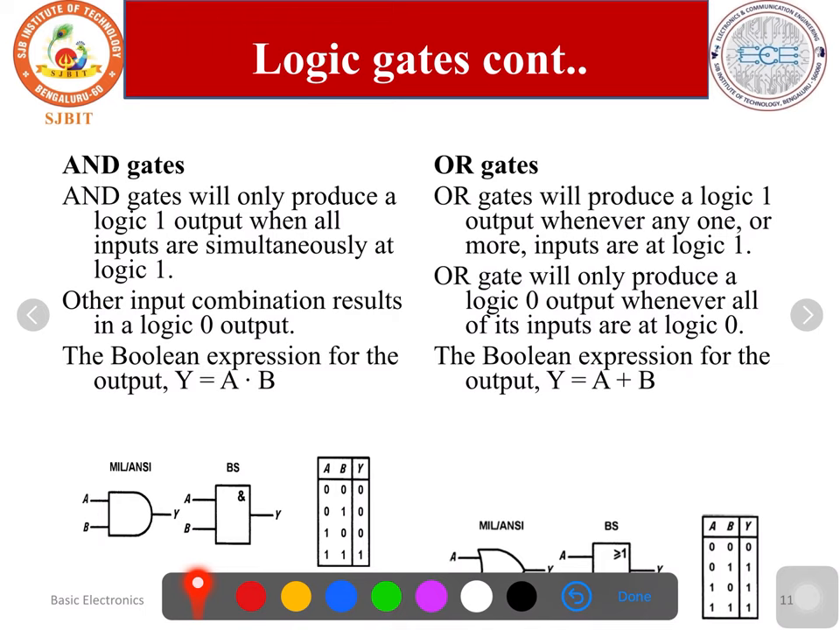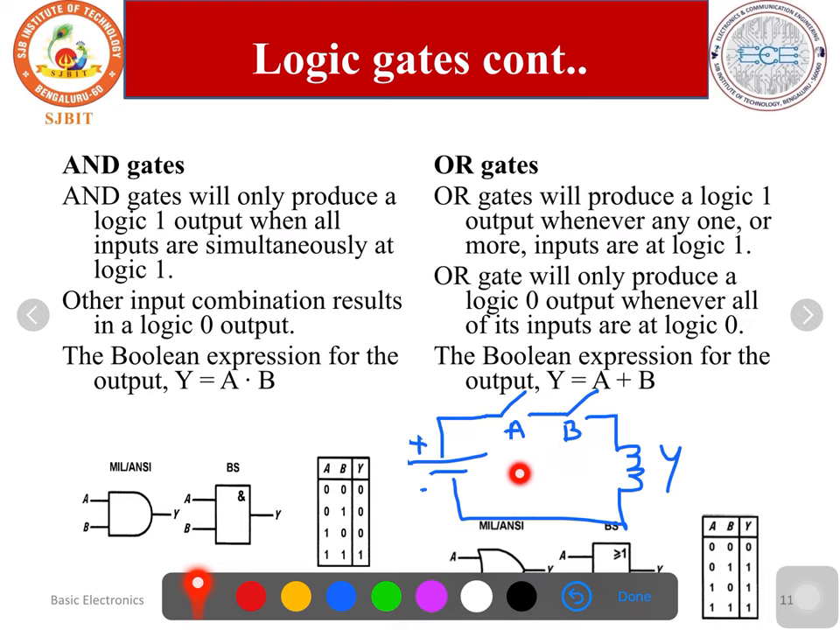If you want to understand in a little bit different way, let us have a battery, two switches and a bulb. Let us call this switch A, this switch B, and this bulb Y. Apply the voltage here. Let us see when the bulb will glow. Let us consider the first case, 0, 0. Let us assume switch A is open, which represents 0. Switch B is open, which represents B is equal to 0. If both the switches are open, no current flows through the circuit, definitely the bulb will not glow. If the bulb does not glow, let us represent it by 0. So 0, 0, 0.